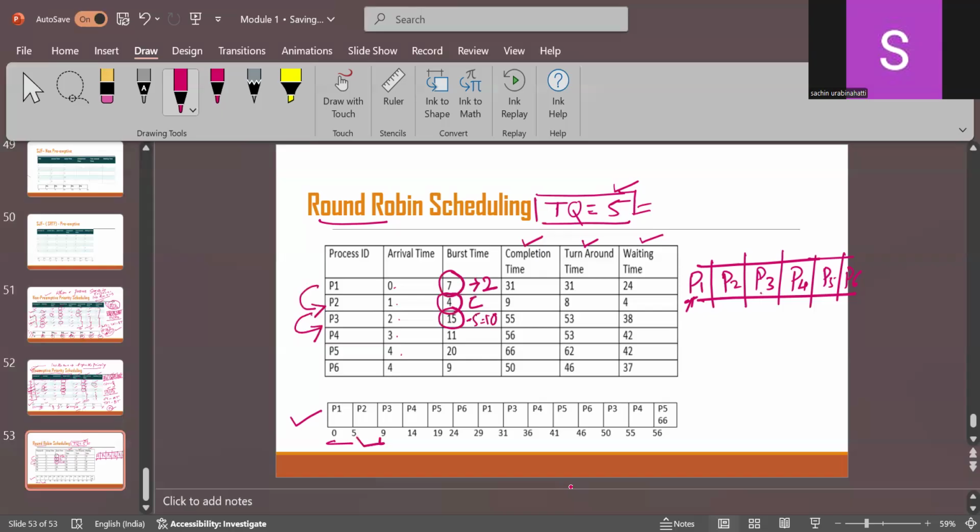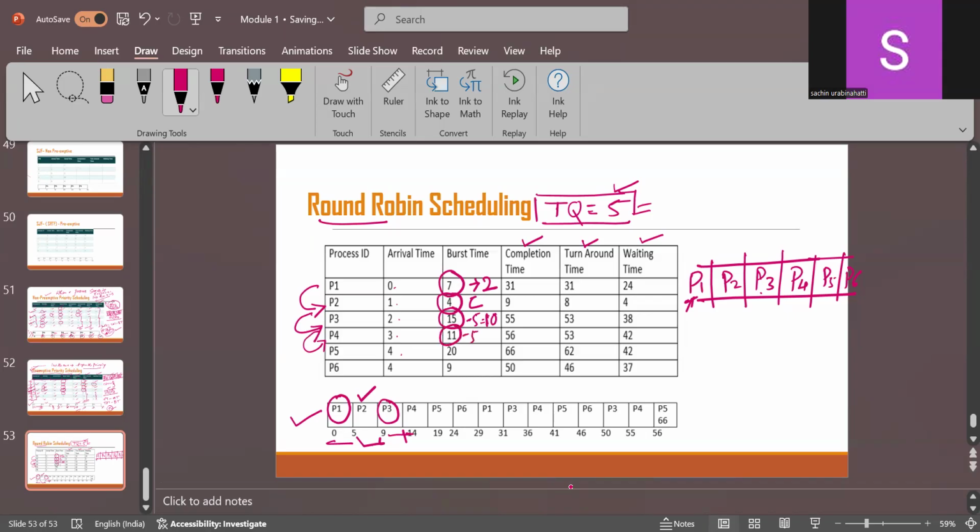So how much is remaining? 10. See here, P3 starts at 9 and ends at 14. It has not ended completely. It has partially executed. P3 is partially executed and P1 is also partially executed. P2 has completed its execution. P1 still needs 2 units of time and P3 still needs 10 units of time. After P3, who is taking the CPU? P4. It actually needs 11.